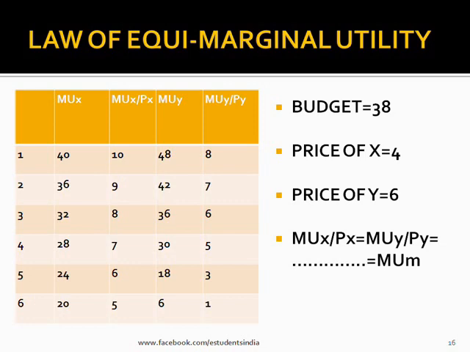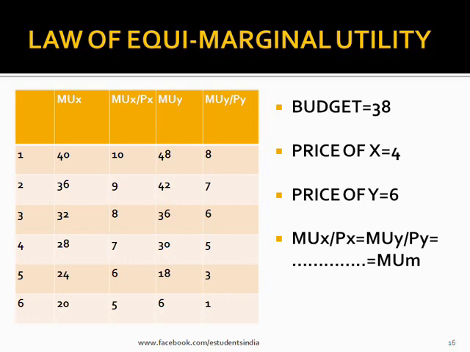MUx/Px = MUy/Py = MUn/Pn = MUm, where MUm is the marginal utility of money. If MUx/Px is greater than MUy/Py, then the consumer will substitute X for Y. As a result, the marginal utility of X will fall.